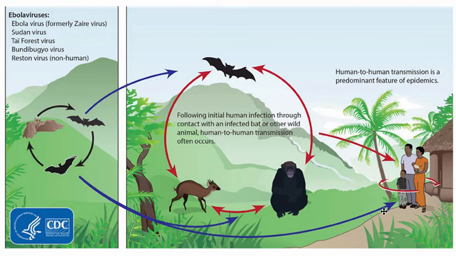And then humans who come in contact with either the bats or the non-human primates or other wild animals, if they come in contact with the bodily fluids of these infected animals, then the virus can jump to humans. For example, hunters and those who prepare the food of these animals that are being hunted could get infected. And then they can pass it on to other people who are in close contact with them.